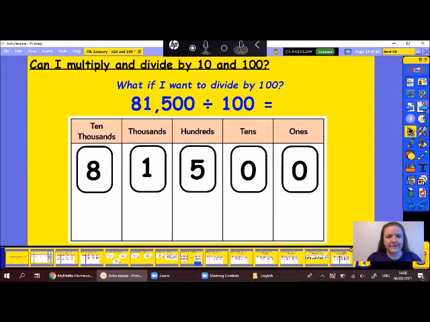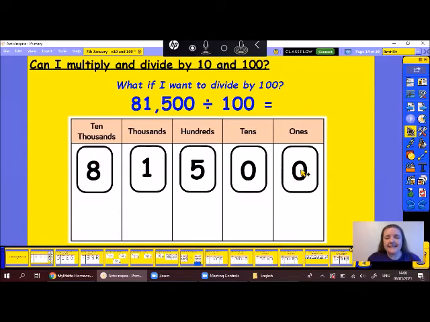So what if we want to divide by 100? Well, like we had yesterday, we talked about how dividing is just the opposite of multiplying. So it's the same thing again here. If we wanted to multiply, we would move everything up because we want to make it bigger. But we want to divide by 100 now. And if we're splitting things up, we're making them smaller.